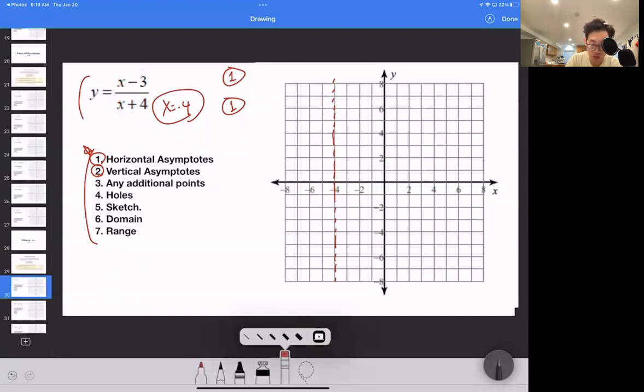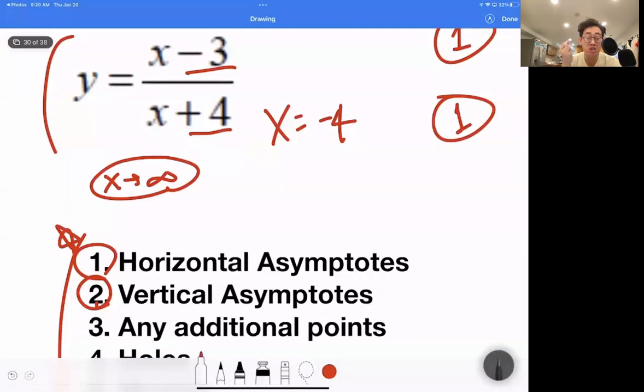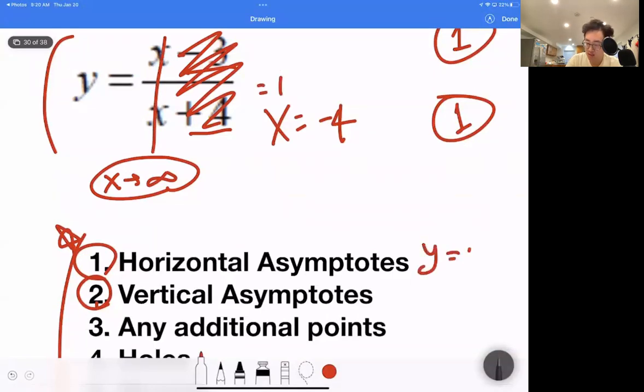Now, what I told you yesterday was that if that is a little bit too hard to understand, you can always plug in a very big number for x and see what happens. When you plug in a very big number for x, the -3 and the +4 are so small compared to the big number we plug in that they're almost negligible. You only look at the x's and cancel these out, and say that that's going to be 1. So your horizontal asymptote in this case will be y equals 1.